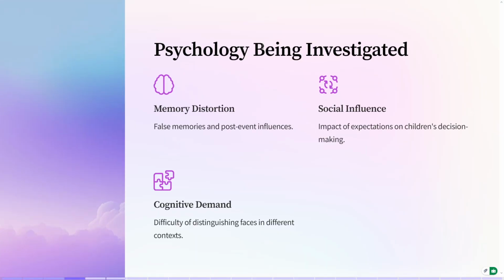Now, the psychology being investigated: we are looking at memory distortion, false memory, and post-event influences of false memory. Now, social influence: the impact of expectation on children's decision making. All right, how can expectation, the need to pick someone, affect their memory? Now, cognitive demand is also another element that contributes to this study. All right, difficulty in distinguishing faces in different contexts.